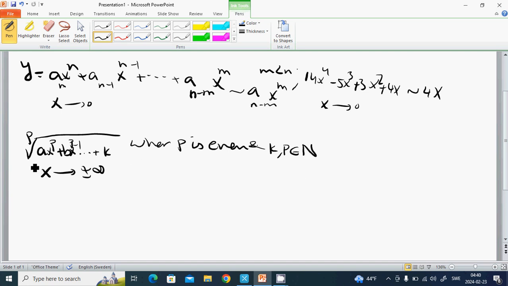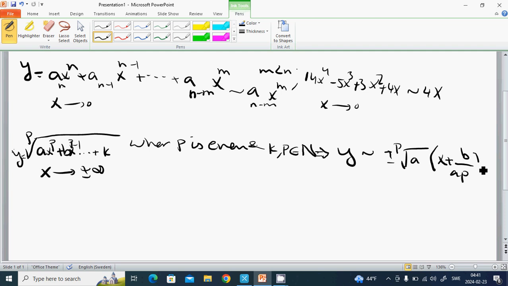Then this expression, we're going to call it y. Then y is corresponded with plus minus the p-th root of a, times x plus b divided by a p. Example, and a is a positive value.